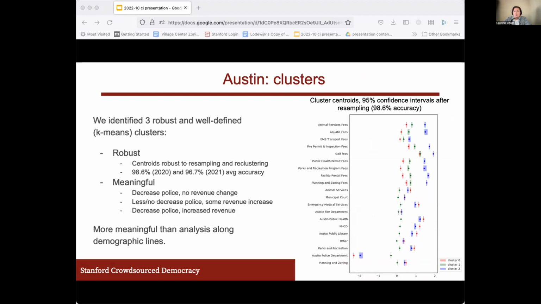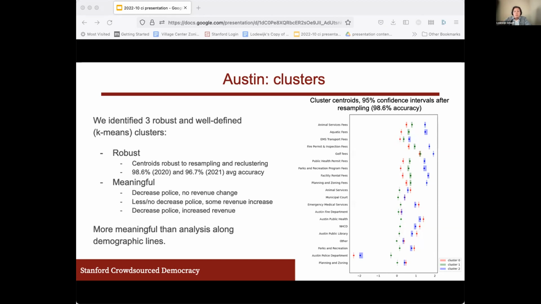What is more relevant from this motivating example for this presentation is that we were able to identify 3 very robust and well-defined clusters in this data. On the right side, you see the cluster centroids from the main set of questions in the survey, and at the top, you see the various categories of revenue sources, and at the bottom, you see the various questions about the expenditure side. And these centroids are displayed with a 95% confidence interval after resampling and reclustering, which shows that the centroids are pretty stable.